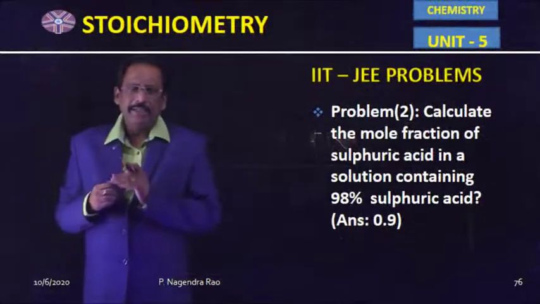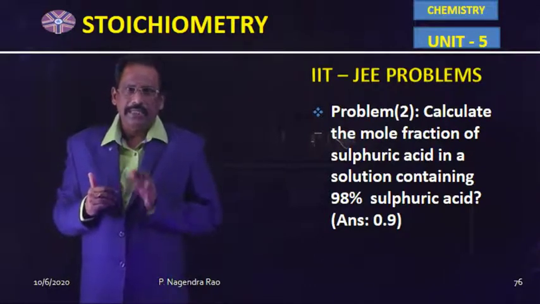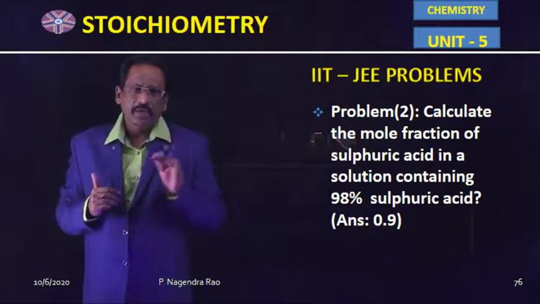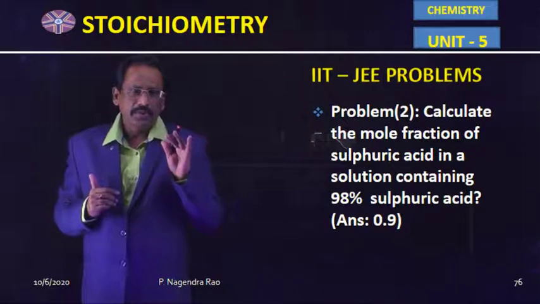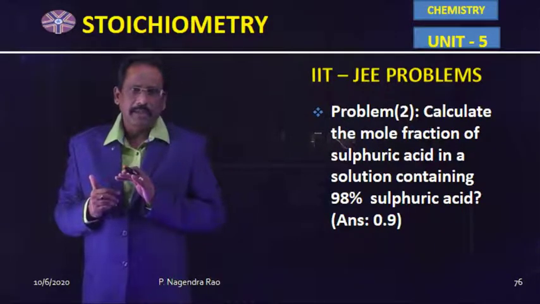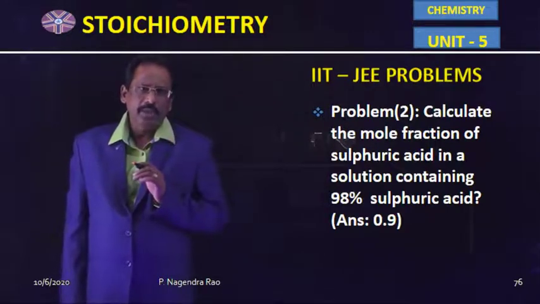Now the next problem is: calculate the mole fraction of sulfuric acid in a solution containing 98% sulfuric acid. The formula used to calculate the mole fraction of sulfuric acid is the number of moles of sulfuric acid divided by the total number of moles of sulfuric acid and water. Here the solvent is water. So first calculate the number of moles of sulfuric acid.